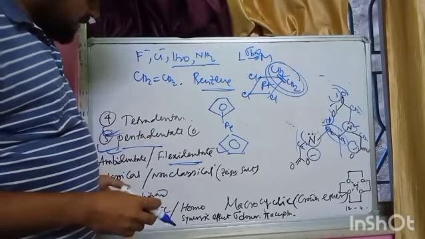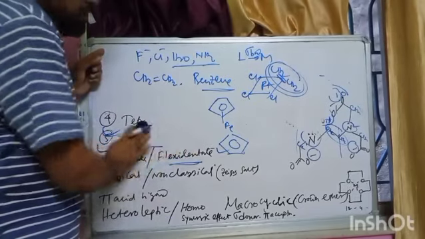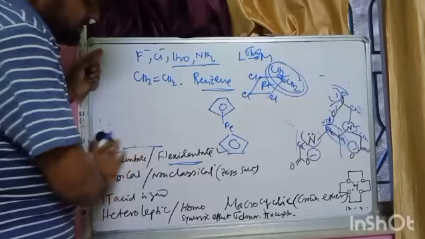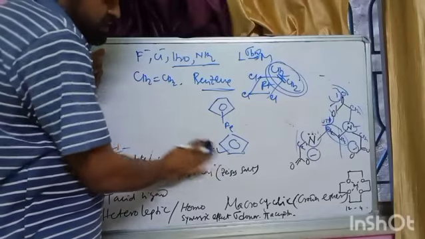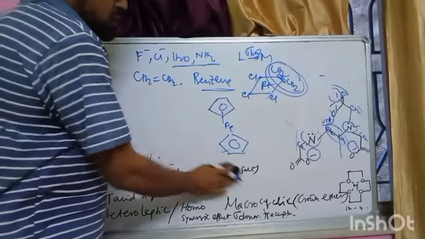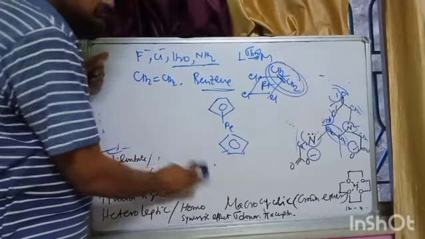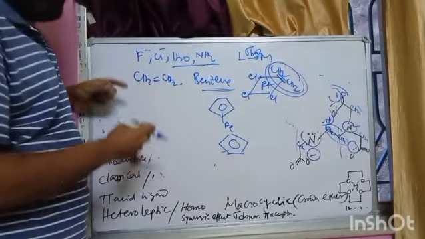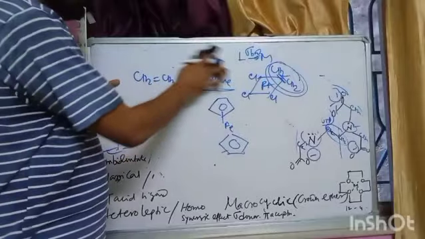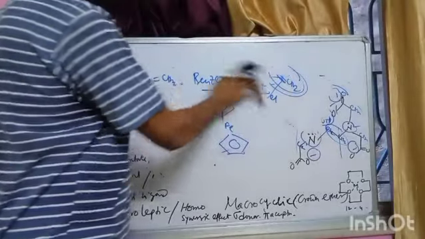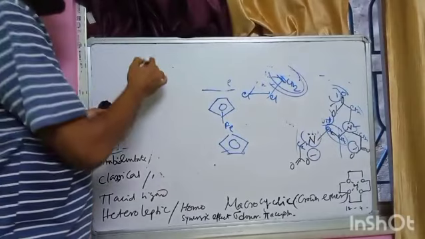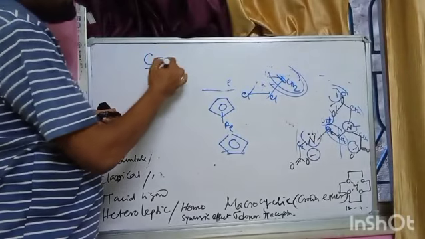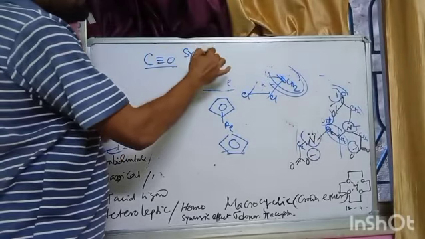There is a ligand, the pi acid ligand, in which a pi bond is formed. It is called a pi acid ligand. The ligands which act as a sigma donor and pi acceptor are very important, for example CO. An example of a sigma donor and pi acceptor is CO, carbon monoxide.